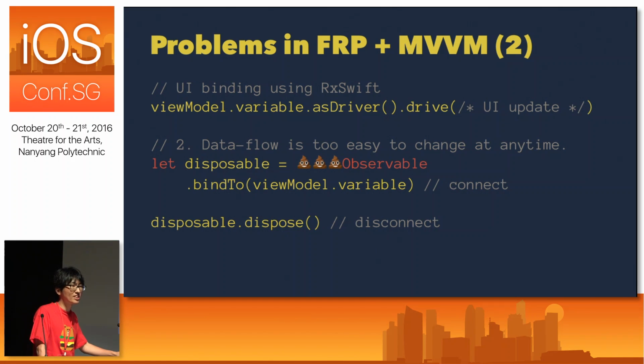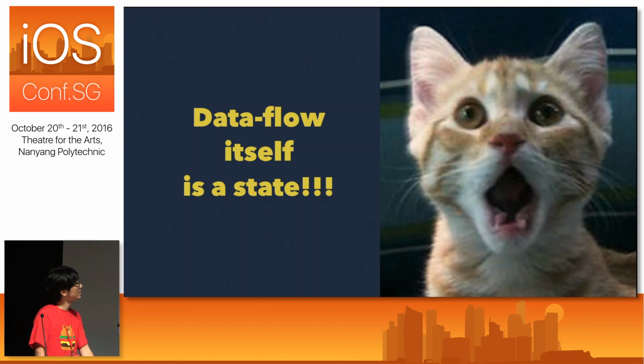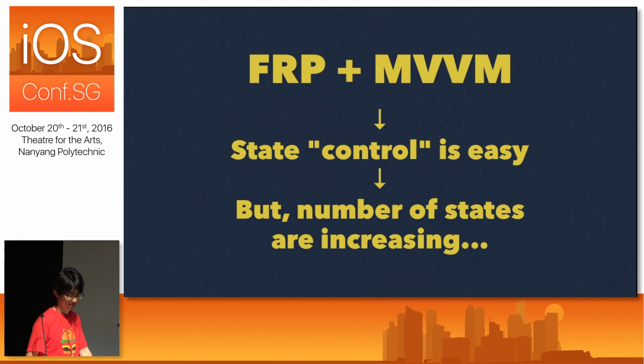And even worse, we are facing another problem. And that is, when you call bind to, we create an instance called a disposable. And this is actually a part of state. So in other words, whenever we make a data flow using FRP, we are actually creating a new state. Even shorter, data flow is a state. So far, so bad. Oh my God. We tried to adopt FRP and MVVM to manage states, but paradoxically, the number of states was actually increasing.